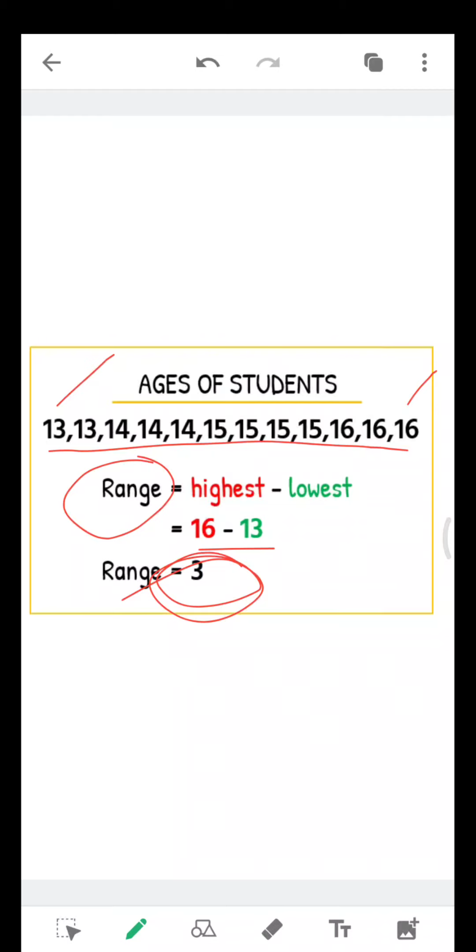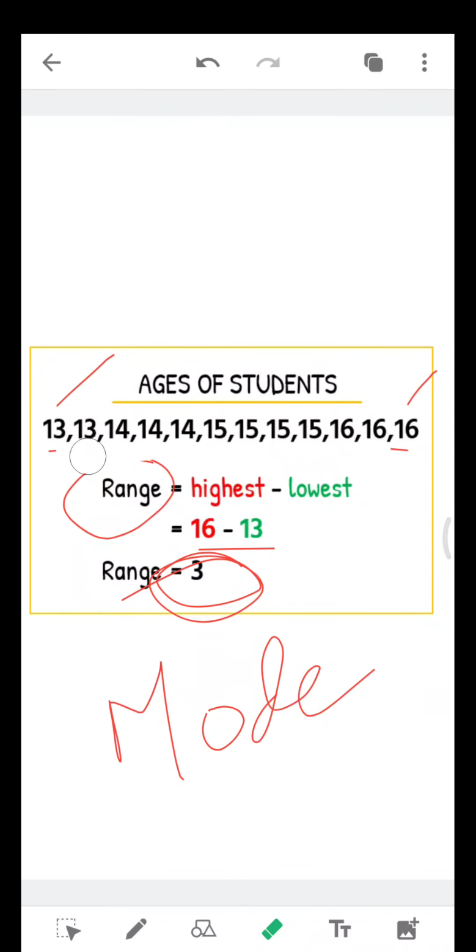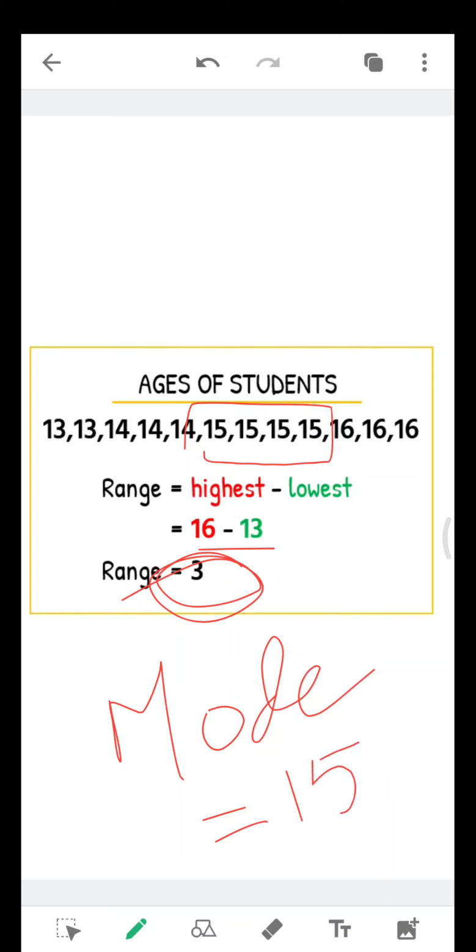Can you tell me what the mode is in this data? Let's have a look. Mode is the most frequently repeating value. You can see 15 is repeating how many times? 1, 2, 3, 4 times. So 15 is the mode. 16 is repeating thrice, 14 is thrice, 13 is twice, so these are not modes. The mode of this data is 15. Hope the concept of mean, median, mode is clear to you all.